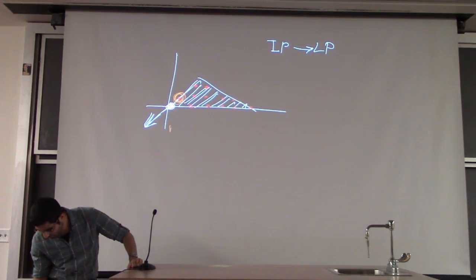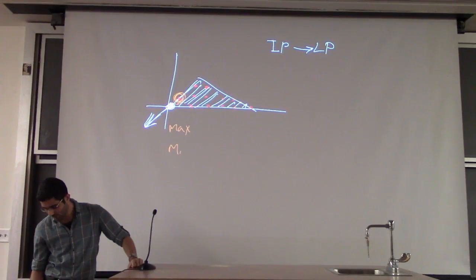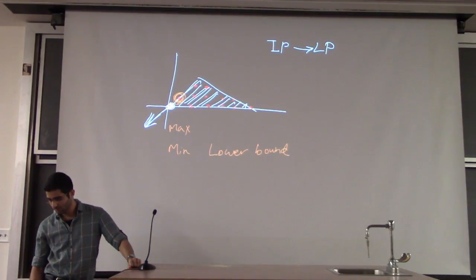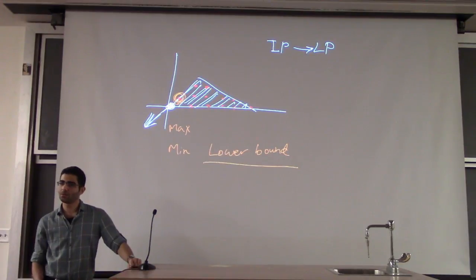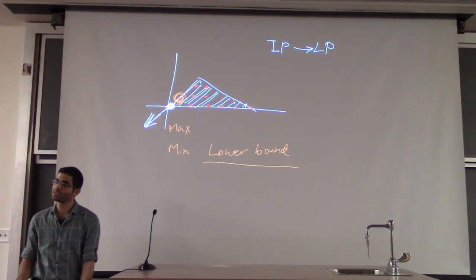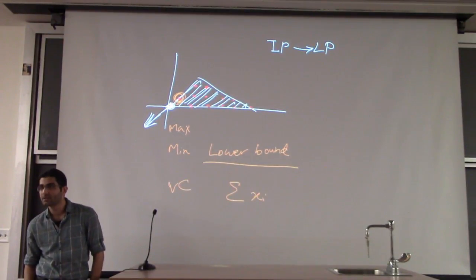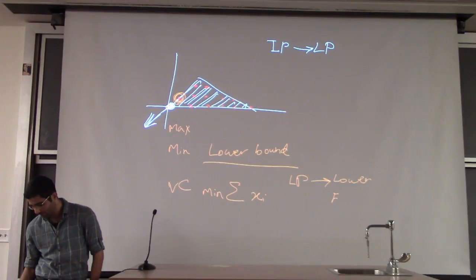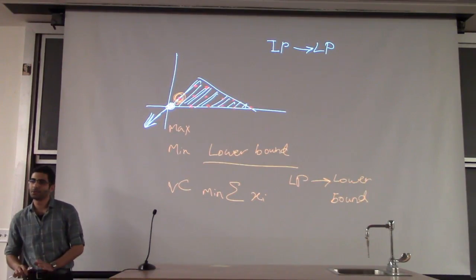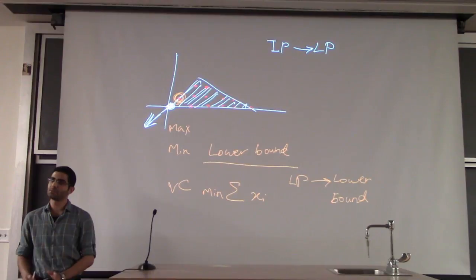So we can see that this point, for maximization, is an upper bound for that point. And for minimization, it's a lower bound. So we have got our lower bound. The LP solution is always a lower bound for the IP solution in case of minimization. So in vertex cover, we want to minimize the summation over xi's, right? So LP gives us the lower bound. So we are done with the first step. We have the lower bound in polynomial time, so the first step is done.